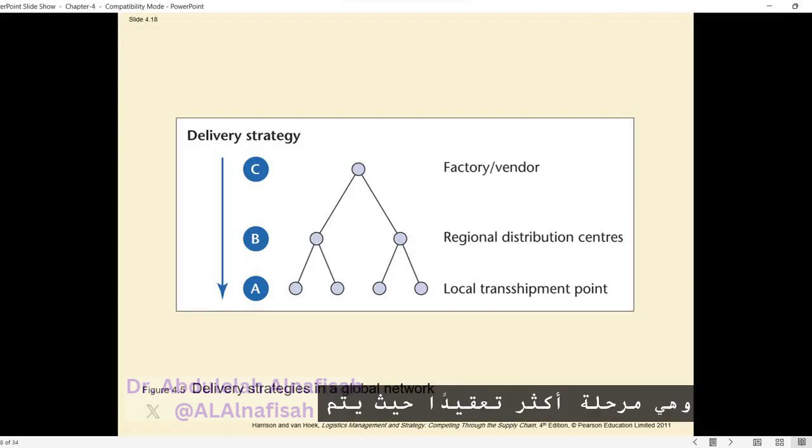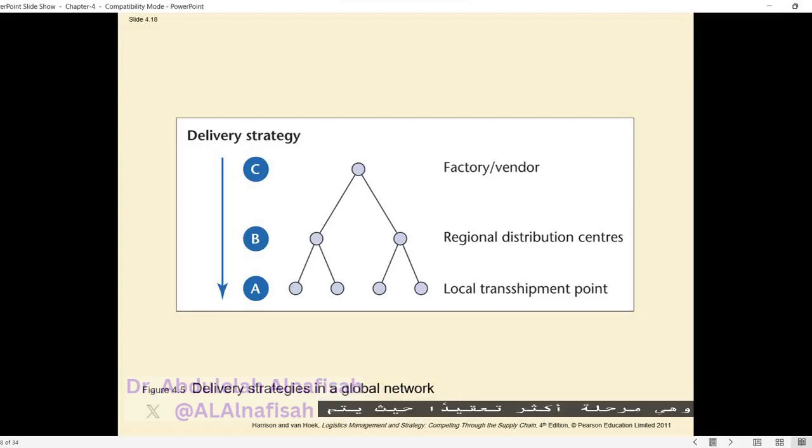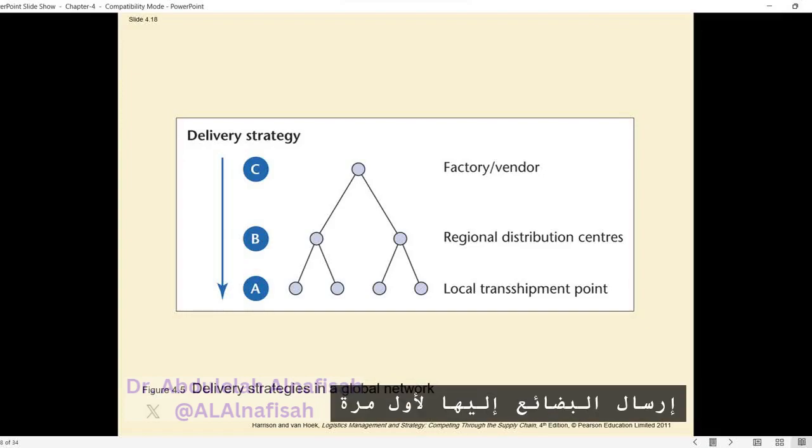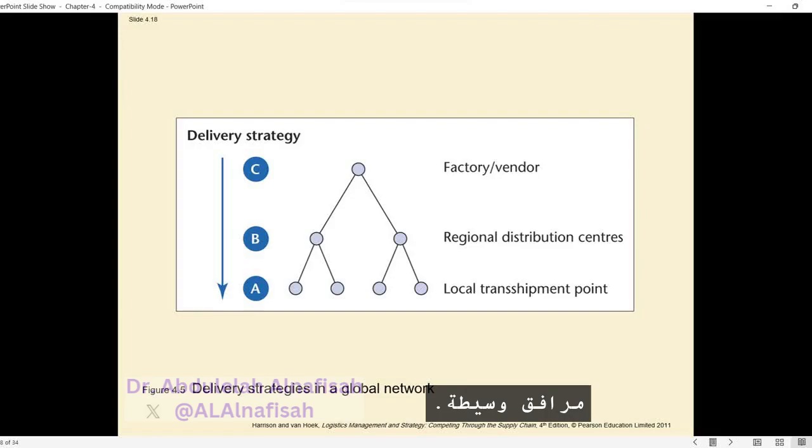Stage B. This is a more complex stage, where goods are first sent to regional distribution centers, which are the facilities that store and distribute goods within a region, before reaching local transshipment points. This stage reduces transportation costs, as fewer vehicles and routes are needed, but it may increase inventory costs, as goods are stored in intermediate facilities.